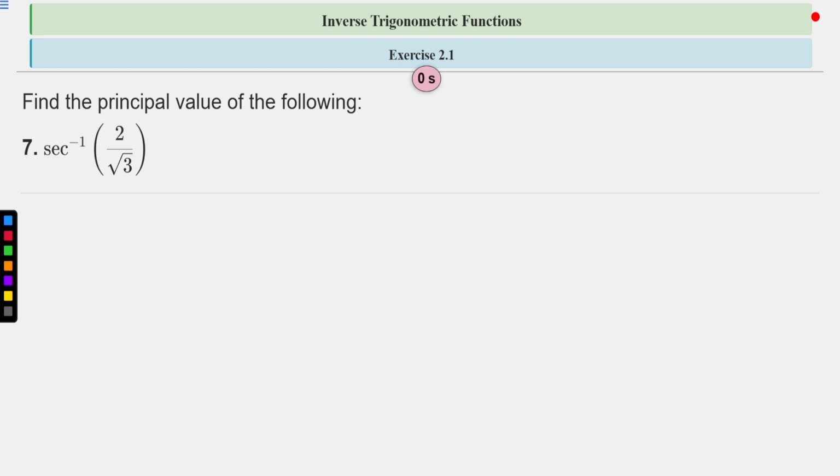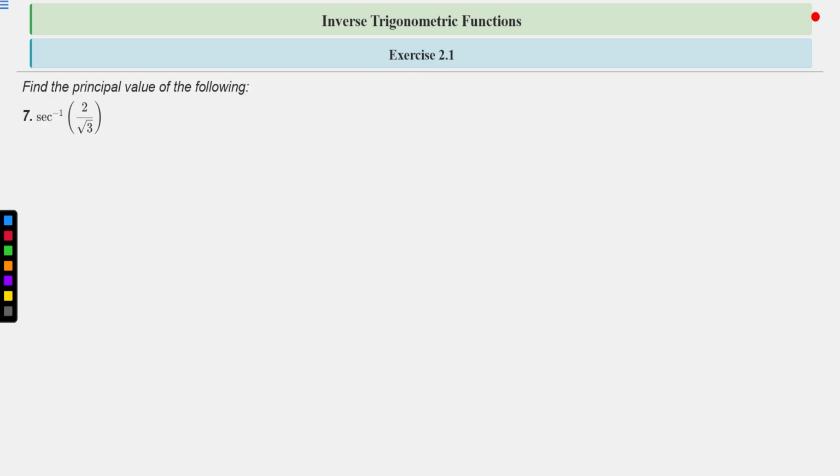Okay, so all the students are saying pi by 6. Let us see what will be the answer of this. So we need to find the principal value of sec inverse 2 by root 3, right? So the answer will be pi by 6, right? All the students' answers are right, which is pi by 6. Got it? So let us move to the solution part.